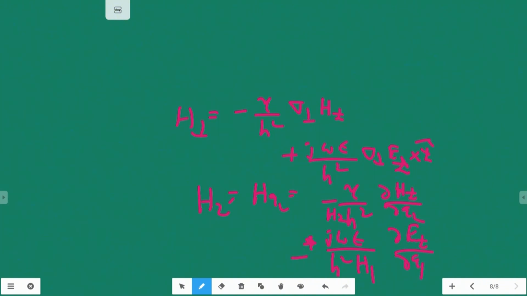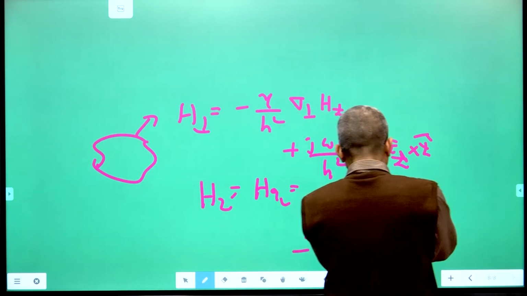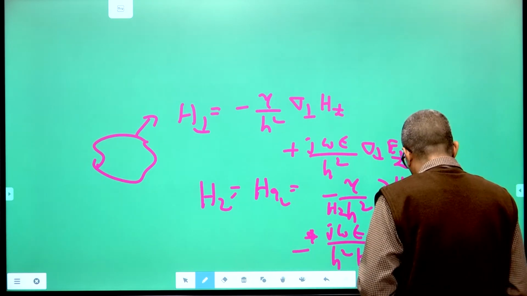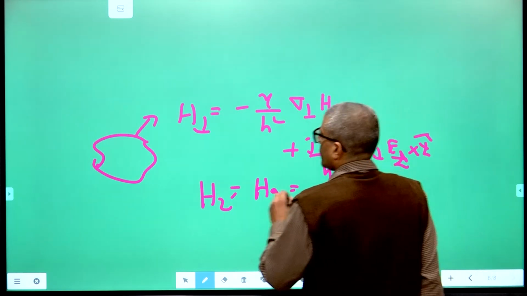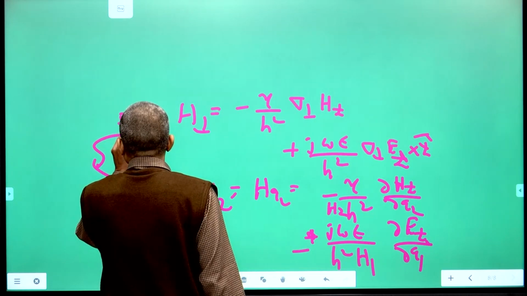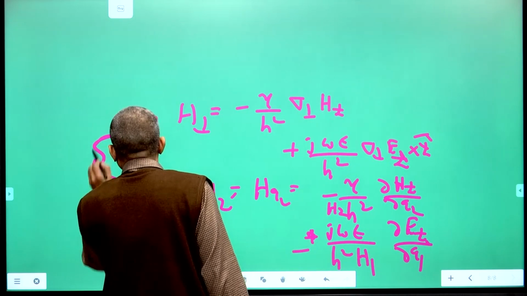So if this is to vanish at q1 equal to constant, namely on the boundary, the normal component of the magnetic field is to vanish on the boundary, then ∂Hz/∂q2 should be 0 when q1 is c0. ∂Ez/∂q1 will anyway be 0 because Ez is 0 on the boundary. You have already put that boundary condition. So Ez is 0 on the boundary, and its differential along q1 will also be 0 on the boundary because q1 is tangential to the surface.